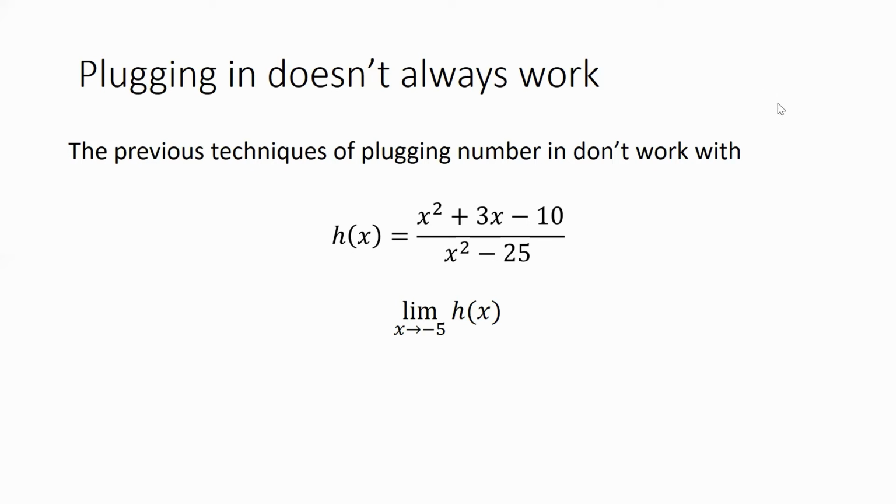So look at this example. We have h of x is equal to this rational function. If I want to find the limit of h of x as x goes to -5, if I tried to plug in -5 into that rational function, I'm going to get that indeterminate form of 0 over 0. So that's going to throw me off.